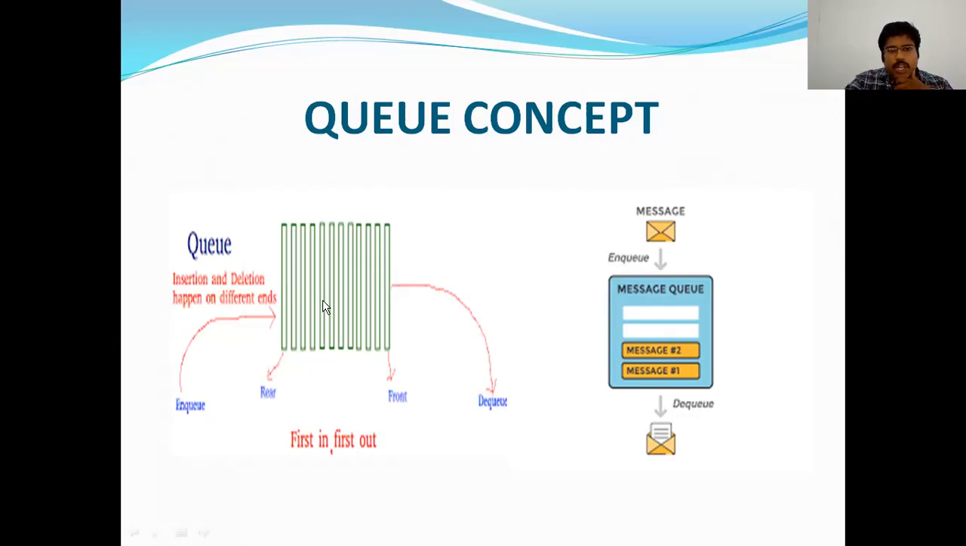Here, whatever new elements are added, they need to be added in this particular direction, and whatever elements are going to be deleted need to be deleted from this direction. So this is the front end and this will be called the rear end. New elements should be added at the rear end. Elements to be deleted should be deleted at the front end. And this is an example for a queue.